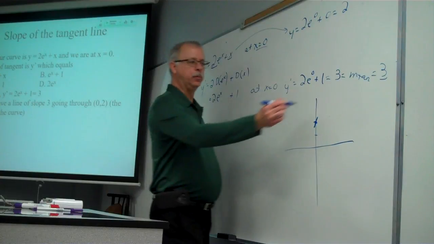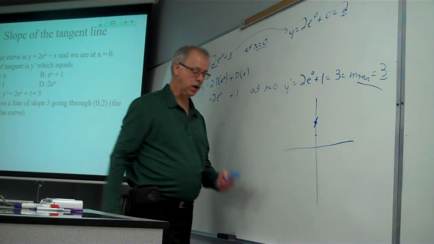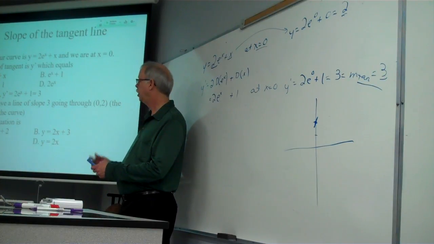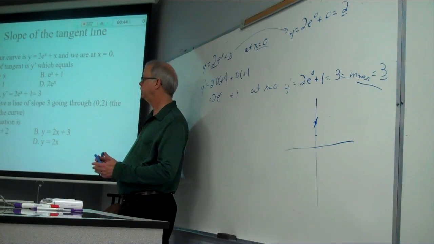Well, if we know the slope, and in this case what we happen to know is the y-intercept, we actually know the equation of the tangent line. What's the equation of the tangent line going to be?